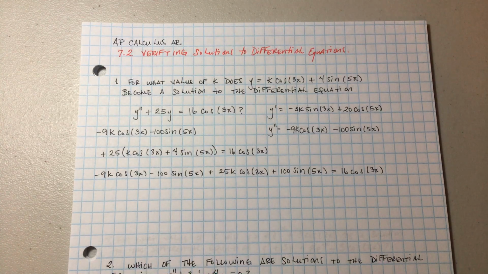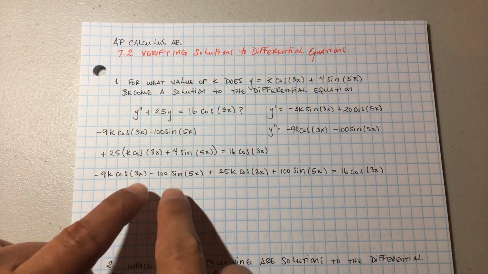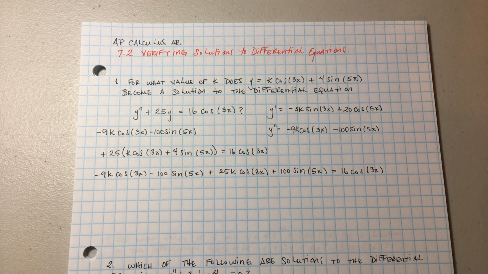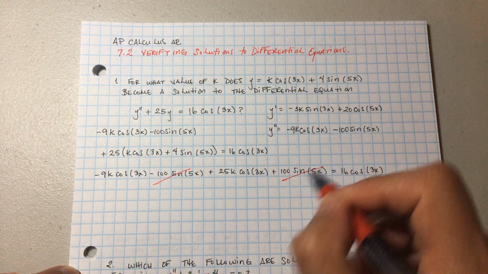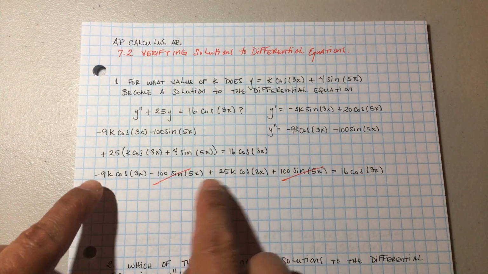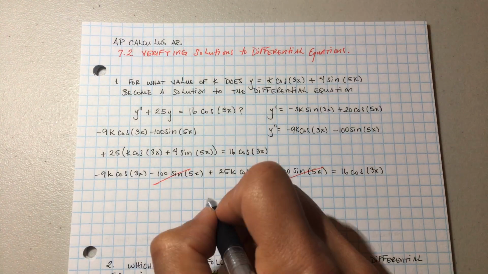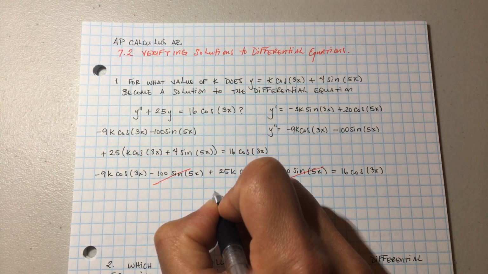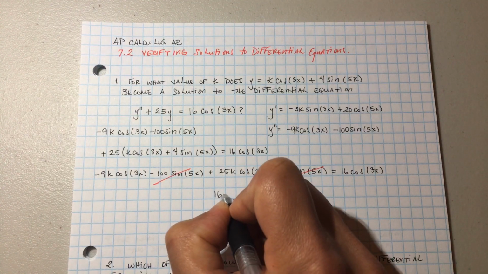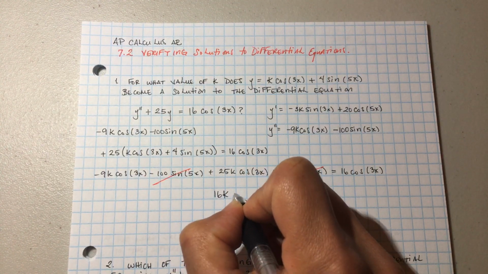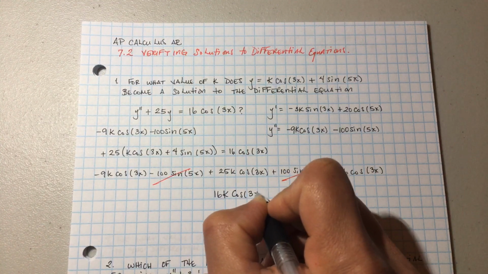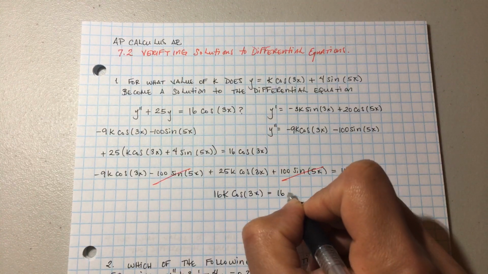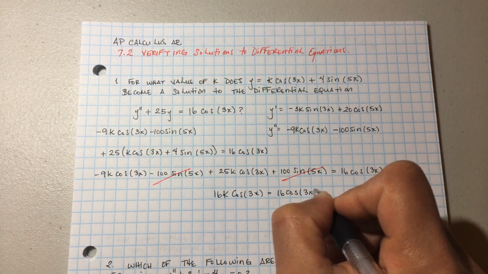Cool. What do you do now? Do our algebra. Negative 100, positive 100 sine of 5x. You see that? That's going to simplify out. That's going to give you a 0 there. Now we have these two. Negative 9 plus 25 is going to give you, what is that, 16? So 16k cosine of 3x. Yeah, 25 minus 9, there you go, equals 16 cosine of 3x.